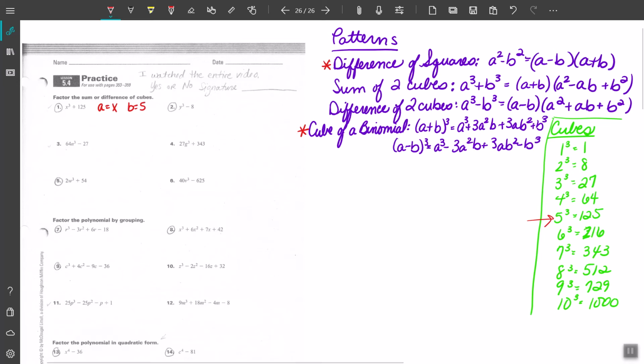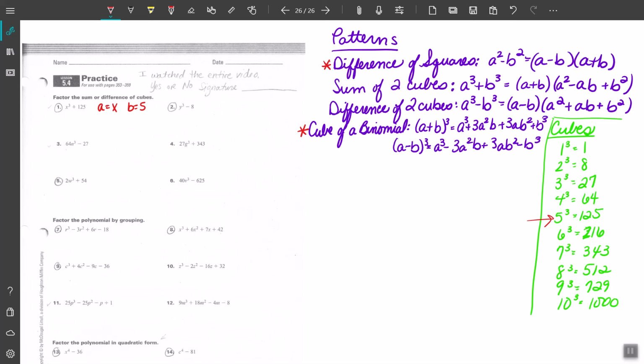So now we can go in and find this pattern over here. This is a sum of two cubes. We have a cubed plus b cubed. All right, there's no parentheses in this problem 1. So we know that it's a sum of two cubes, not a cube of a binomial down here. So now we're going to follow this pattern over here of a sum of two cubes.